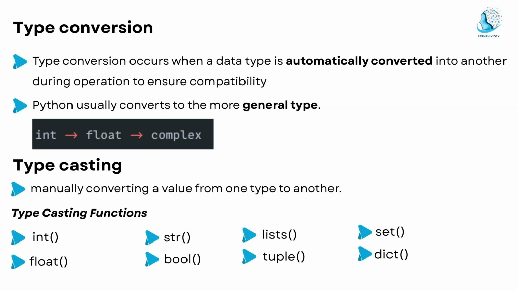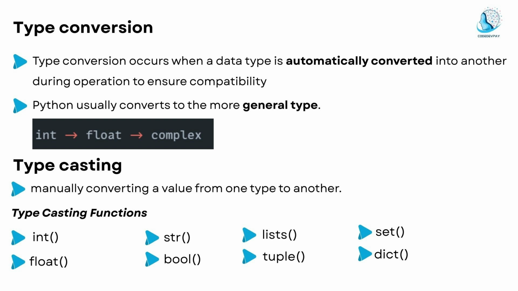In dealing with Python data types, we have two important concepts we need to take note of. We have type conversion and typecasting. Let's look at type conversion. Type conversion occurs when a data type is automatically converted into another during operations.